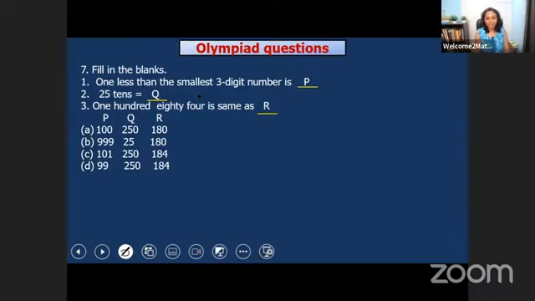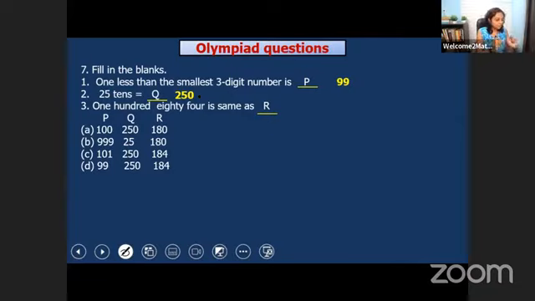Okay, so let's see the answer. Did you solve this? Yes, I think you already solved. So let's see the answer, then I will check your answer. Okay, so first thing is, 1 less than the smallest 3-digit number. The smallest 3-digit number is 100, and 100 minus 1 is 99. So P is 99. Now the next is 25 tens, and 25 tens means 25 into 10, and it's 250. So Q is 250.